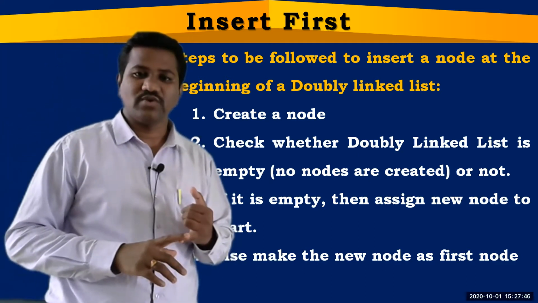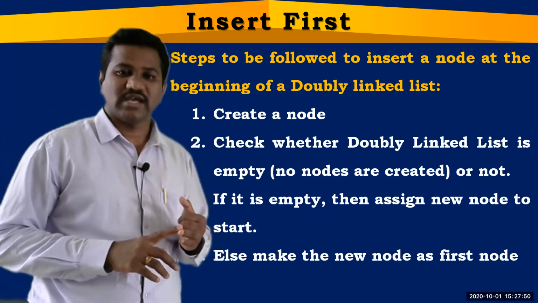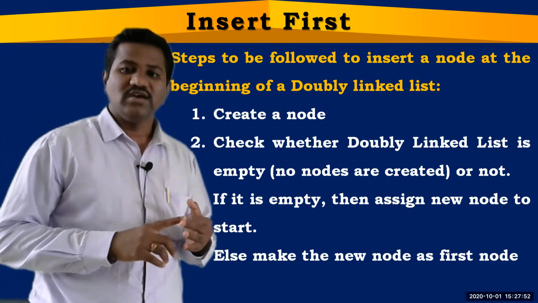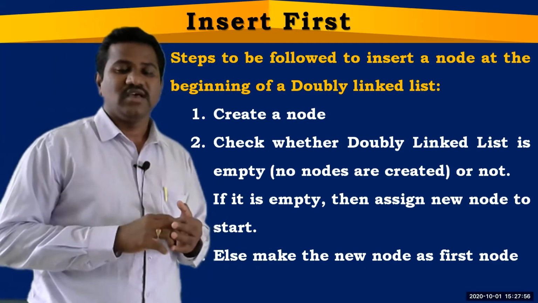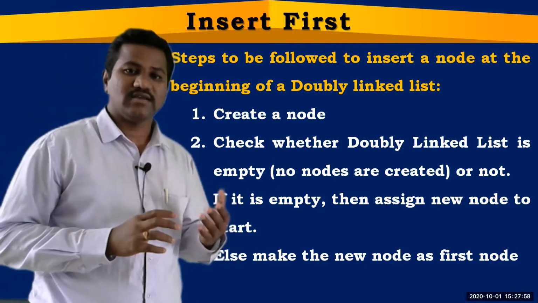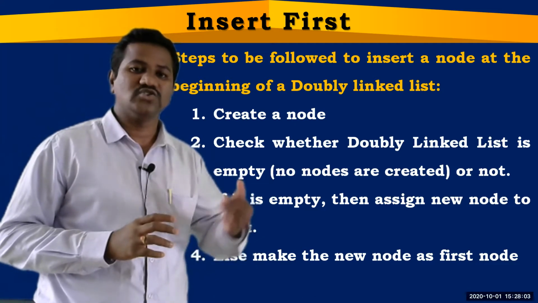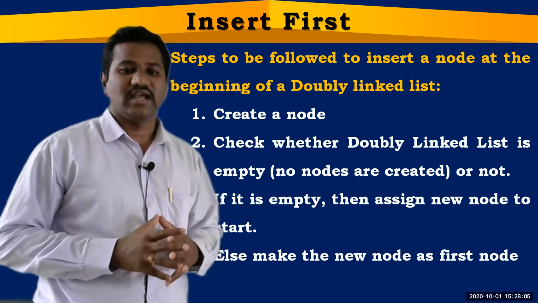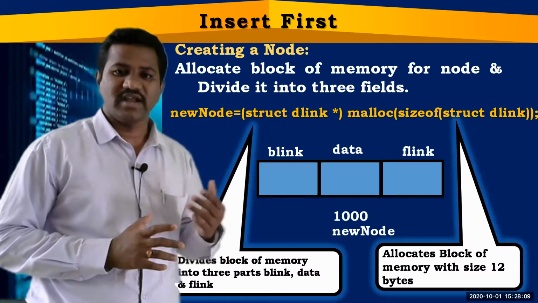The first step is we need to create the node. Second step is we need to check whether the double linked list is empty or not. If it is empty, we need to create a new node, and that new node should be assigned to start. If a list is already there in the double linked list, then we need to create a node, and that node should be the first node in the linked list. So let us see one by one step clearly, so that you might be getting some clarity.